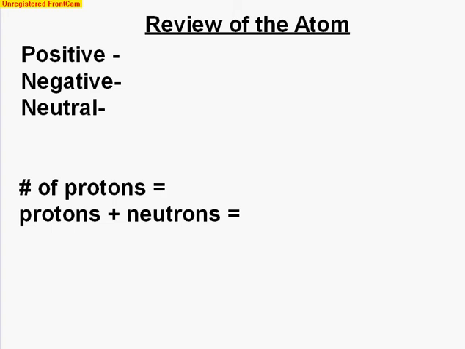All right, review of the atom. Good stuff. Stuff you've done before. Stuff we're not going to spend a lot of time on, so I'm going to blast through this pretty quickly. Looking at the parts of the atom, I know you know this. The positively charged particle would be the proton, the negatively charged particle is the electron, and the neutral particle is the neutron. The number of protons equals the atomic number.